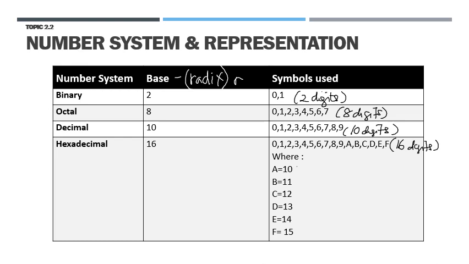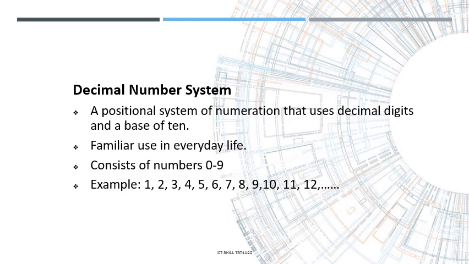I hope you understand. For the decimal number system, 0, 1, 2, 3, 4, 5, 6, 7, 8, 9, 10, 11, 12, and so on. It consists of the digits 0 to 9.